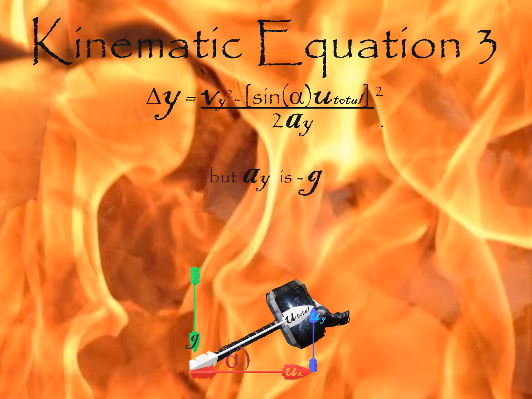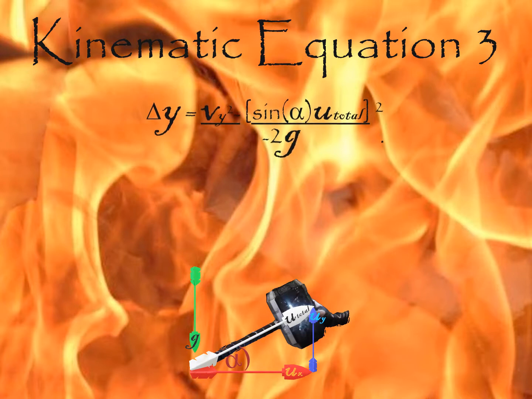Gravity accelerates Thor's hammer downward at negative g. At the maximum height, Thor's hammer is free falling, so its final velocity is 0.